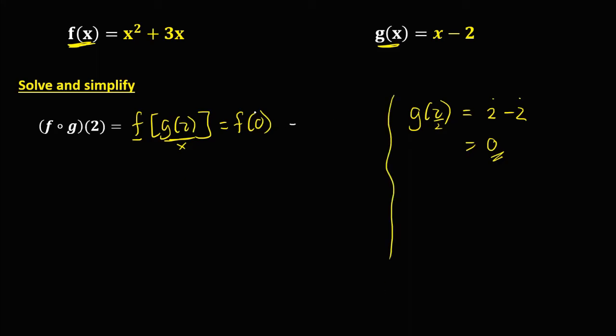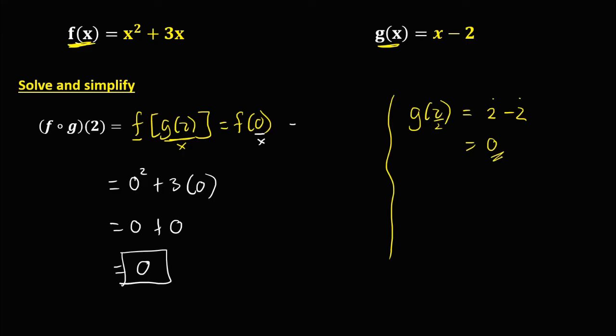Then simplify. So from f of x, x is equal to 0. So this one is 0 squared plus 3 times 0 because x is equal to 0. So 0 squared is 0 plus 3 times 0. This one is 0. So therefore, f of g of 2 is equal to 0.